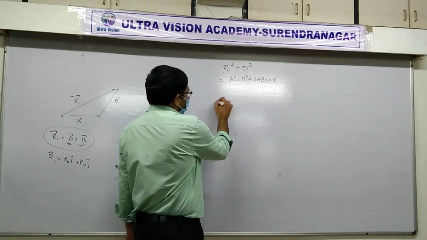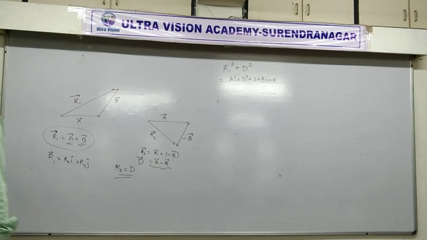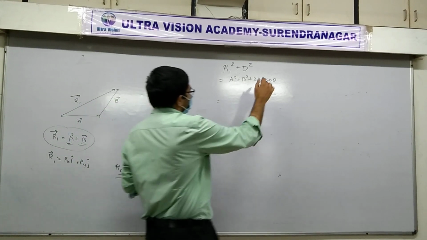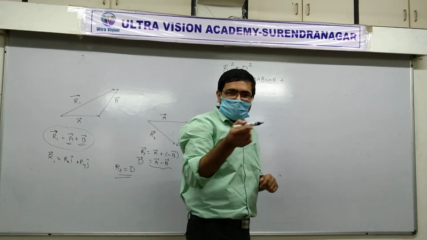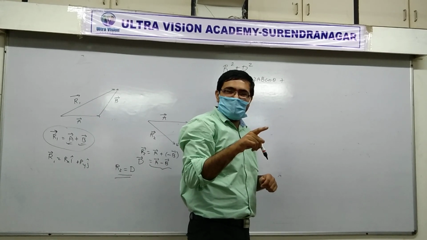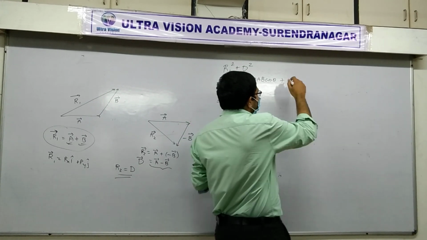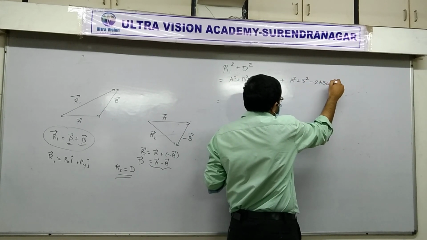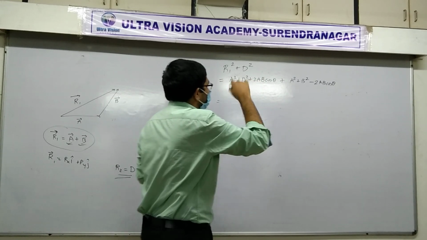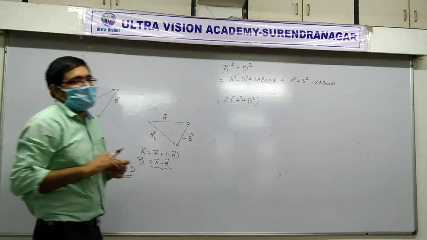So the answer is C. Magnitude of difference. So d square will be a square plus b square minus 2ab cos theta. Clear? So the answer is 2 times A square plus B square. Did you get that?